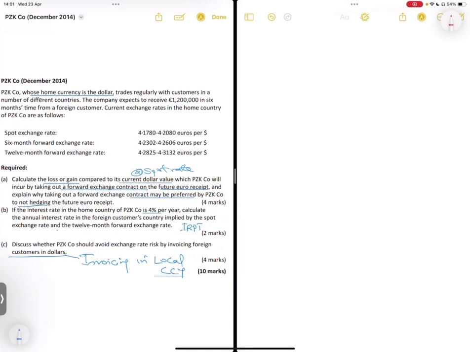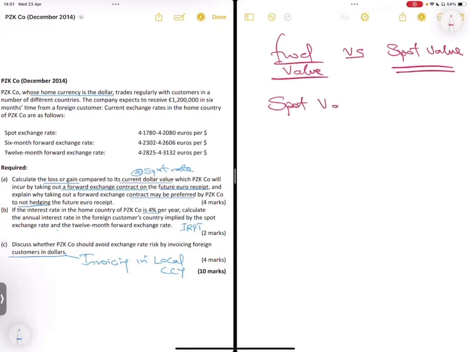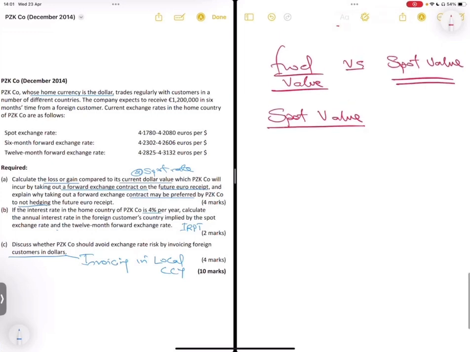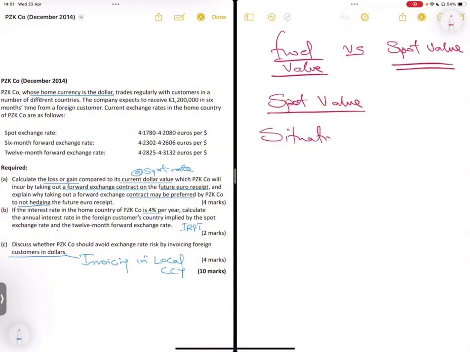But the first one is to see whether using forward will make life better or worse when we compare to the spot amounts. So that's what we want to do, the forward rate value and spot rate value. So let's first forget the forward and look at the spot value. Currently this company has a situation at hand, and the situation is receipt, so inflow, of 1.2 million euro. That's going to happen in 6 months' time.